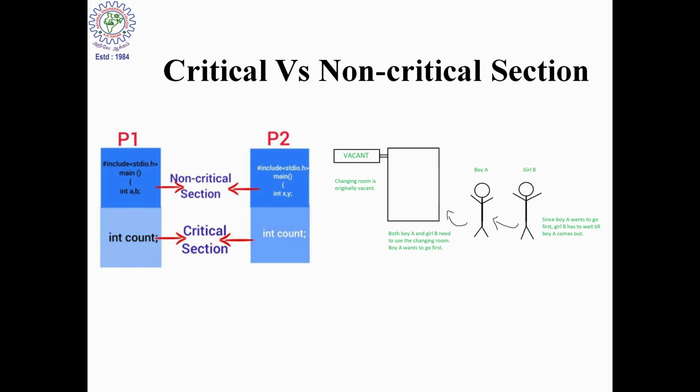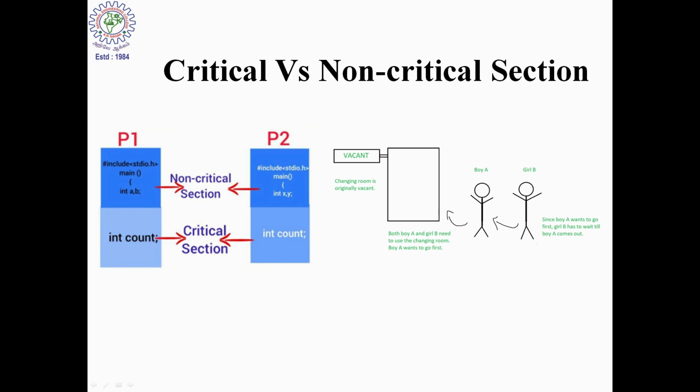This is a diagrammatic representation in which two processes, P1 and P2, are executing, and these two processes are sharing a common variable called count. From this diagram you can see that A and B are local variables belonging to process P1, and X and Y are local variables belonging to process P2. The code sections which are not shared between these two processes are executed in the non-critical section, whereas the variable shared between P1 and P2 is count.